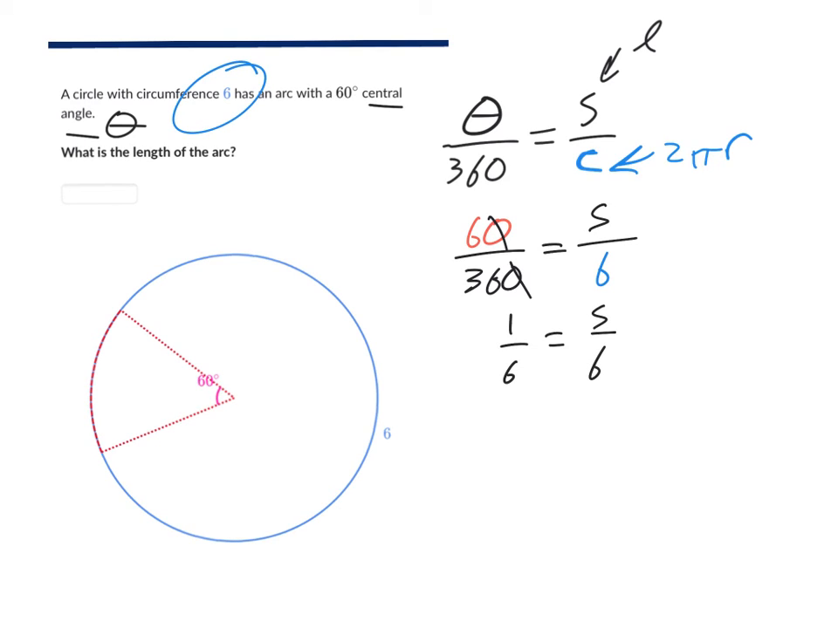Well, this should be pretty easy to see. If you were to multiply both sides by 6, you could see it even easier. So the arc length is simply 1. That's it. The arc length here is 1.